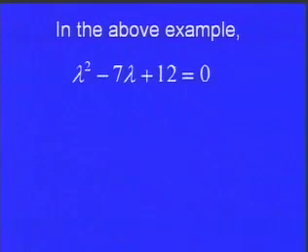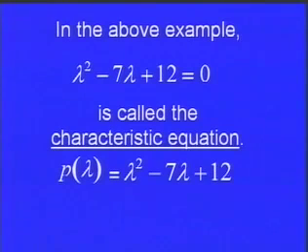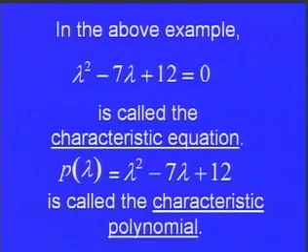In that example, lambda squared minus 7 lambda plus 12 equal to 0. Remember that step? That's called the characteristic equation. P of lambda, which is equal to that polynomial, is sometimes called the characteristic polynomial. That is a function of lambda. You often see f of x, which means there are x's in the problem. P of lambda means that there are lambdas in the polynomial.